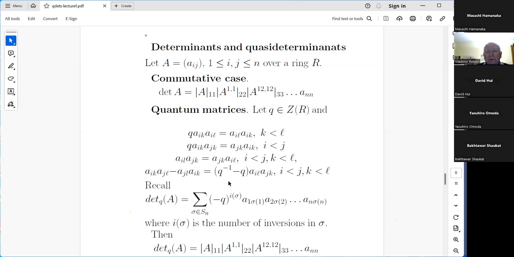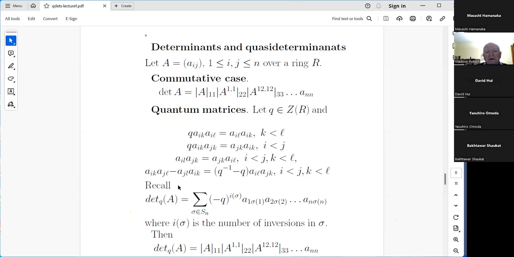Then there's a well-known notion of a quantum determinant of A, which can be done exactly as in the commutative way. It is the sum of monomials written here, but multiplied by a power of minus q, depending on the structure of your permutation. And it's known that this determinant is central, so that it commutes with all the a_ij.